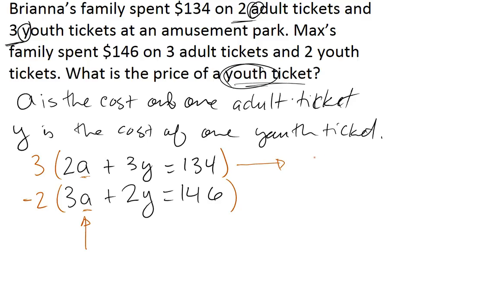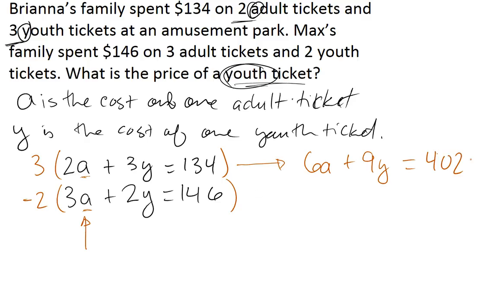This is going to become 6A plus 9Y, and that will equal 3 times 134. And I just checked with the computational aid. 3 times 134 is 402.